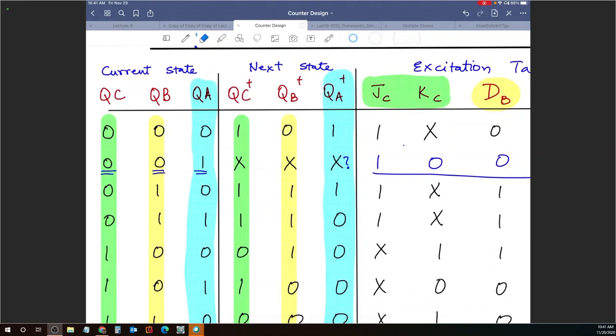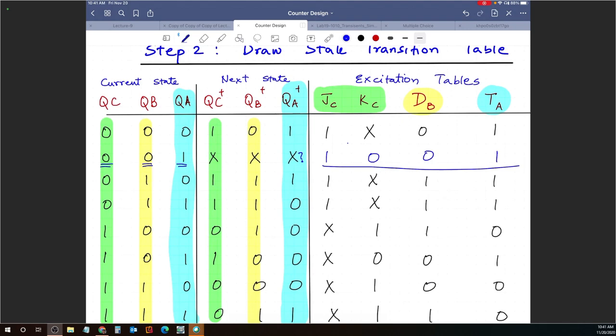So we'll start with QA plus. What do I need to look at? Students online are saying it should be a 0. So what do I need to look at to find out QA plus? Which columns do I need to look at? QA and TA is absolutely right. So I would look at QA and I would look at TA. TA says toggle, please toggle. So it will toggle from 1 to a 0.